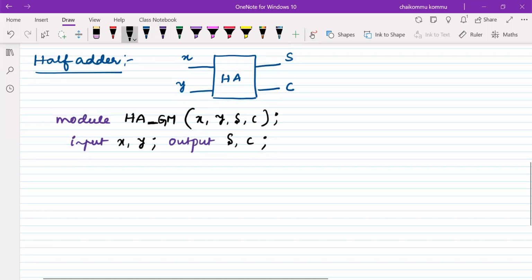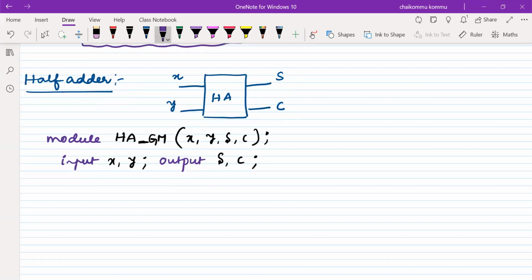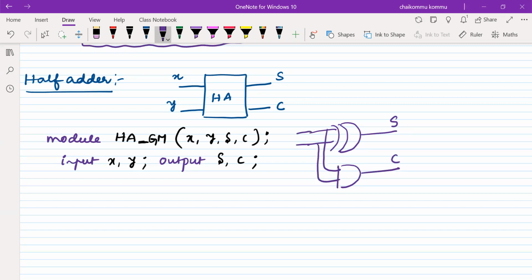So what is the gate level? Everybody knows that gate level modeling for this one requires one exclusive OR gate. Okay. And it requires one AND gate. So this is A, this is B, this is called C. By writing this, this is X and this is Y. Okay. So this is what the inside of your half adder module is.